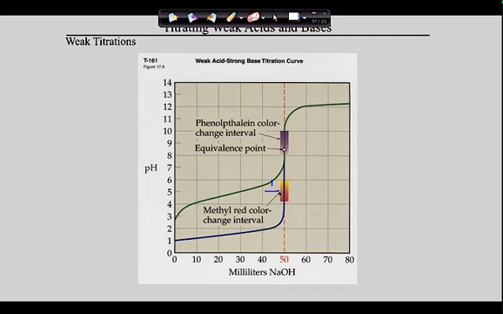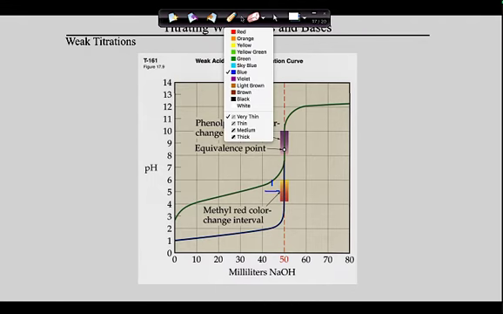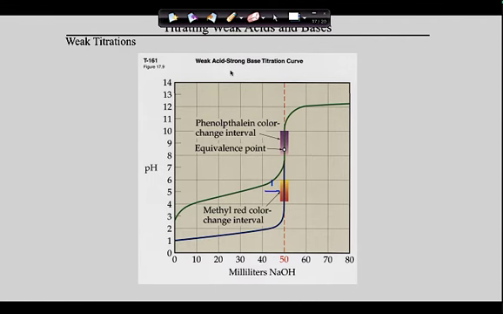Okay. And then weak base strong acid would be the same thing? Yeah. And guys, that's important, and you'll see this in homework. If we were doing weak base strong acid, it would go like this, and then the pH at equivalence would be below 7.